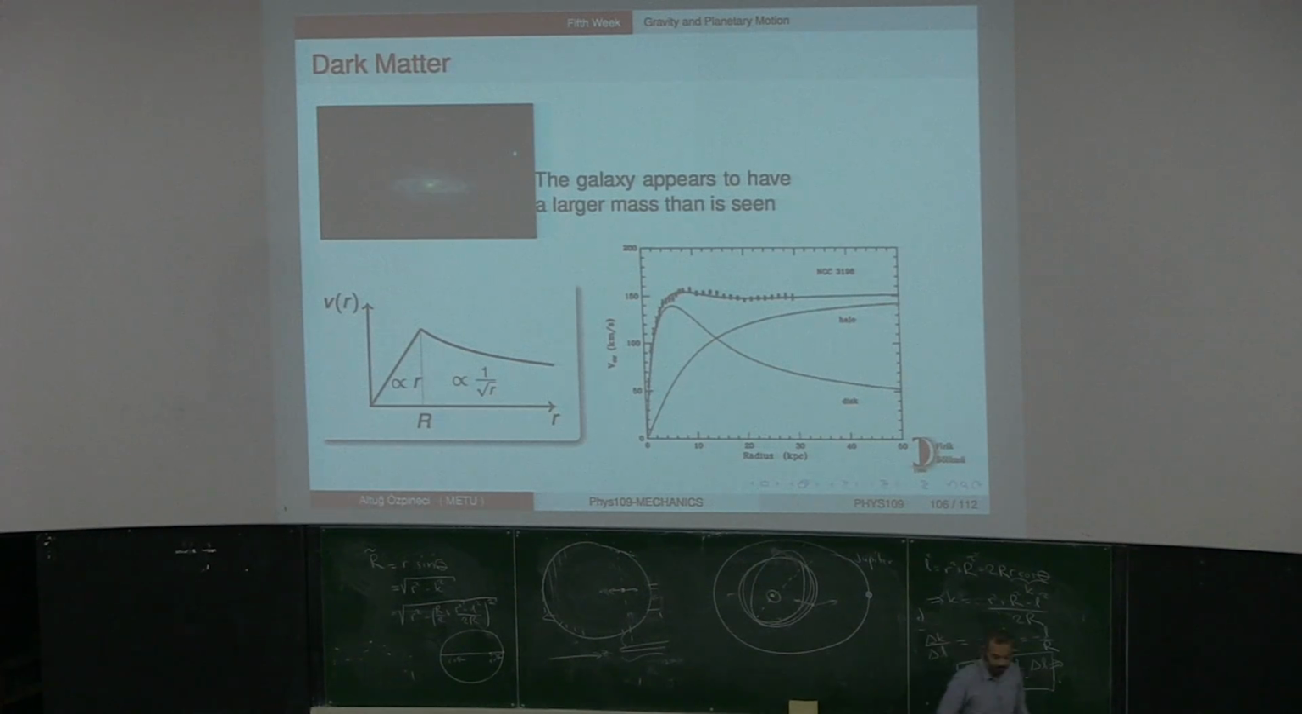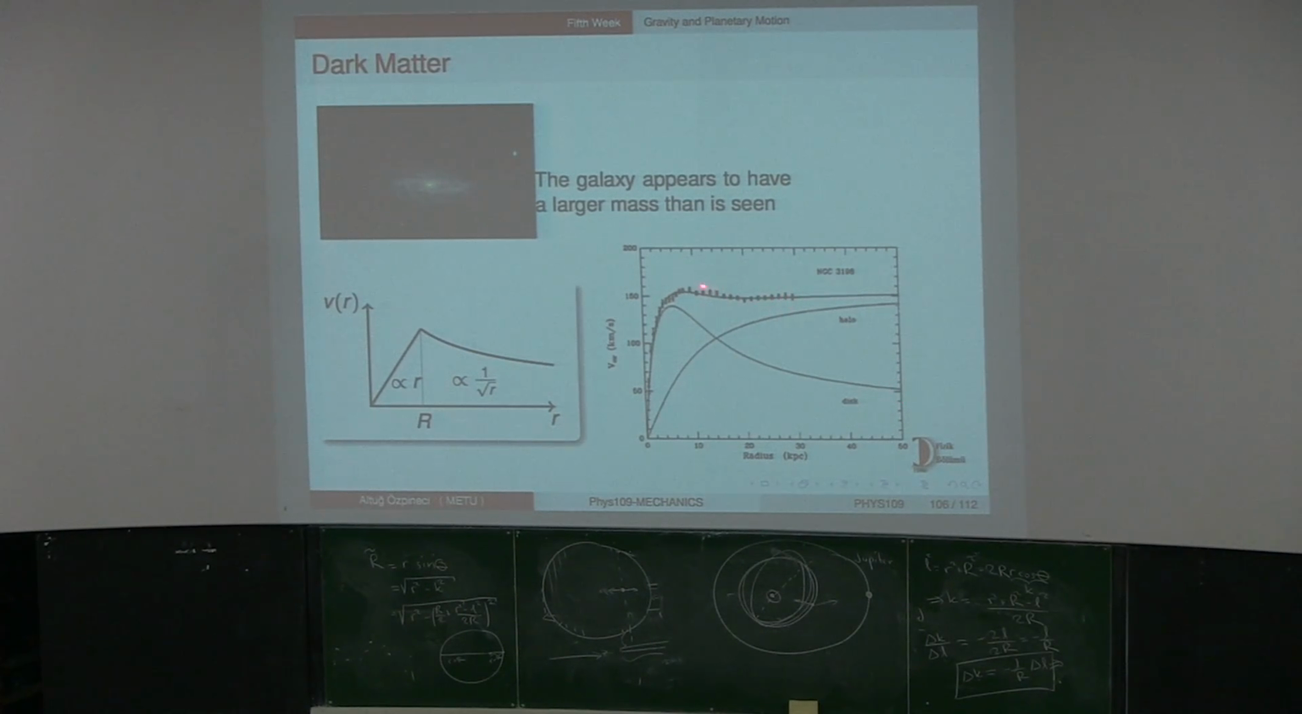Well, this is what we would expect. Until the edge of the galaxy, it should increase linearly. And outside the edge of the galaxy, it should drop as 1 over square root of r. This is a very crude model. This is an actual observation of a galaxy. It is called NGC 3198. This is the first one I found.